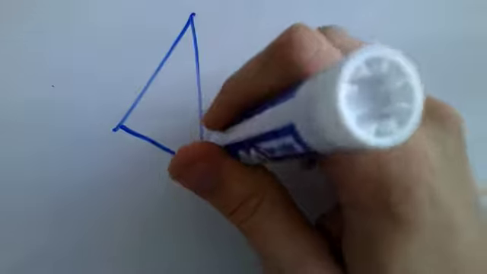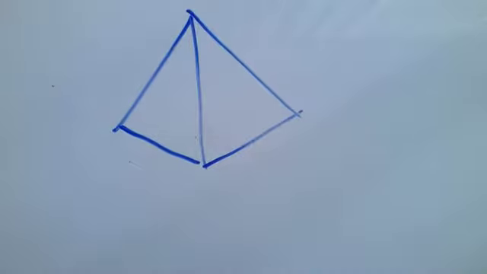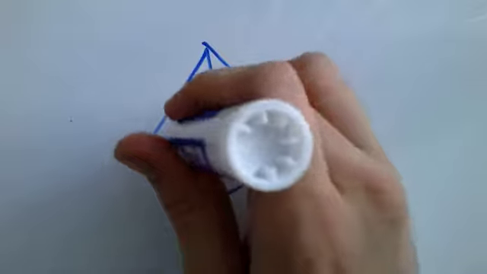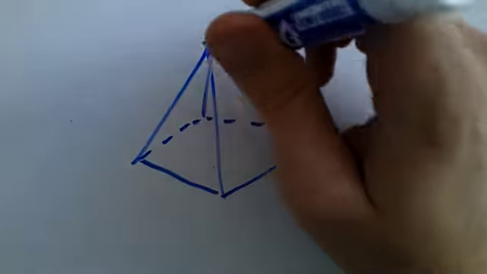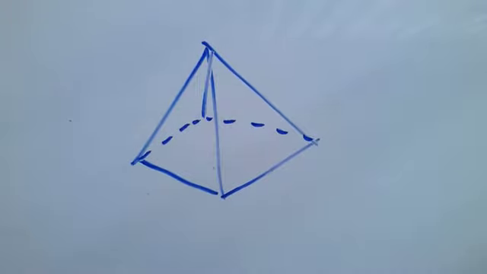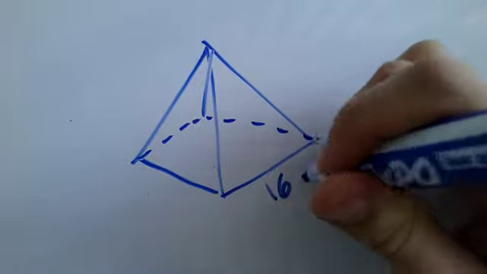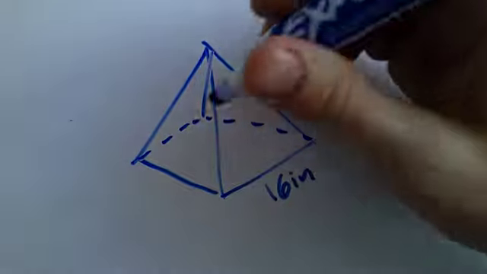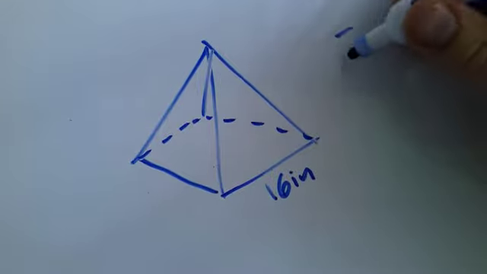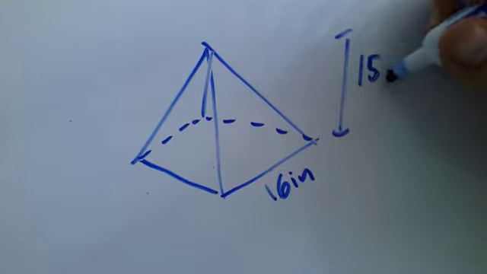So let's draw a picture. I've got a square pyramid, right? That's usually what square pyramids look like. Might look a little wonky, but that's okay. The length of a base side is 16 inches, and the height of the solid, so how tall it is, is 15 inches.